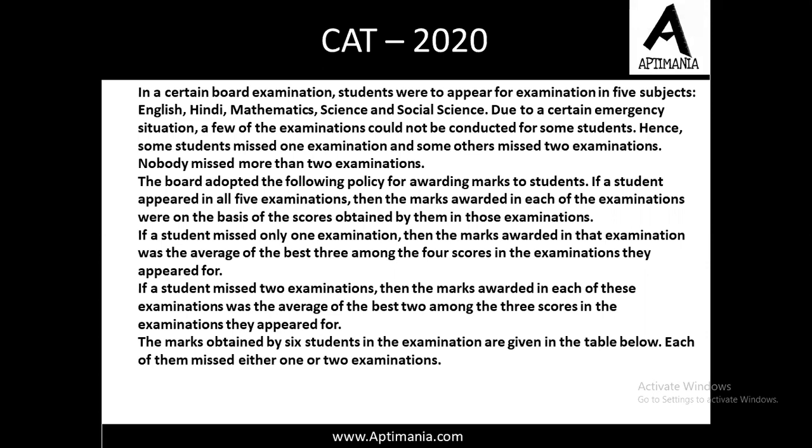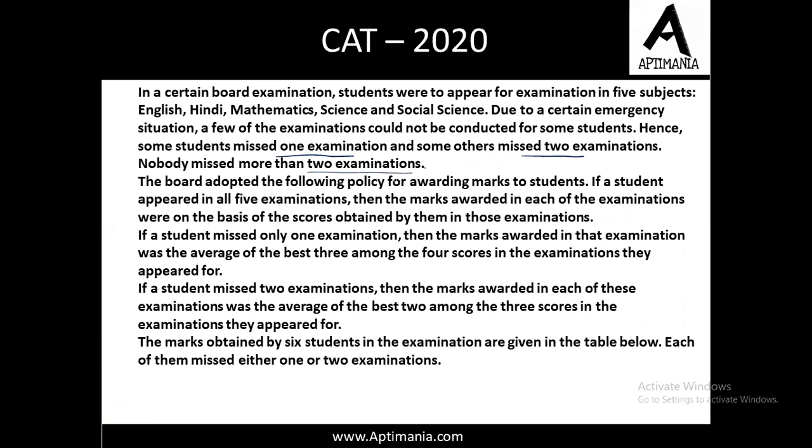Due to a certain emergency situation, a few of the examinations could not be conducted for some students. Hence, some students missed one examination and some others missed two examinations. Nobody missed more than two examinations. So from the first paragraph, the points to be noted are, first of all, there are certain students who missed one examination, there are certain students who missed two examinations, and there are certain students who appeared for all the examinations, and nobody missed more than two examinations.